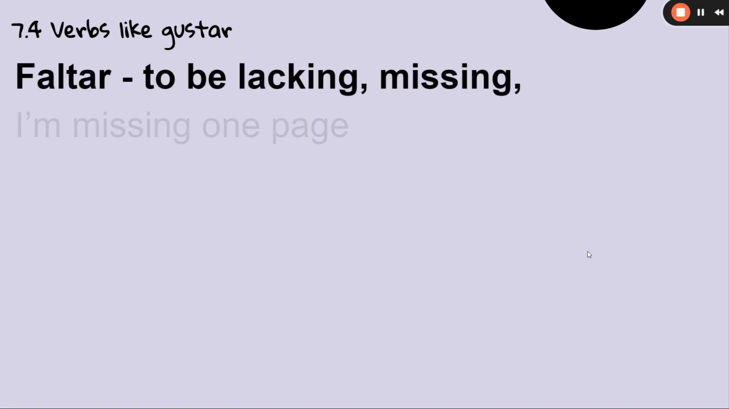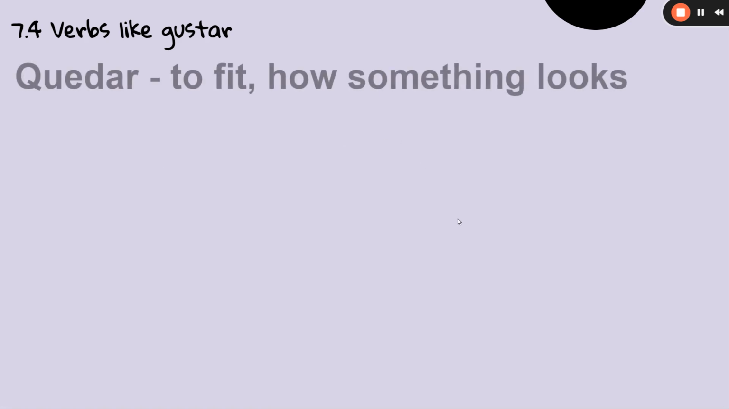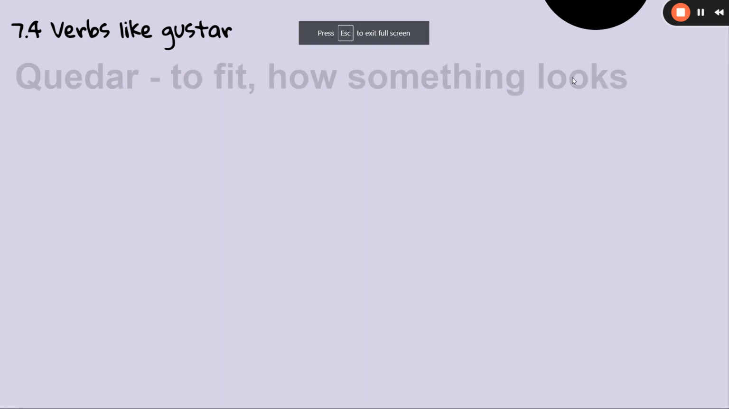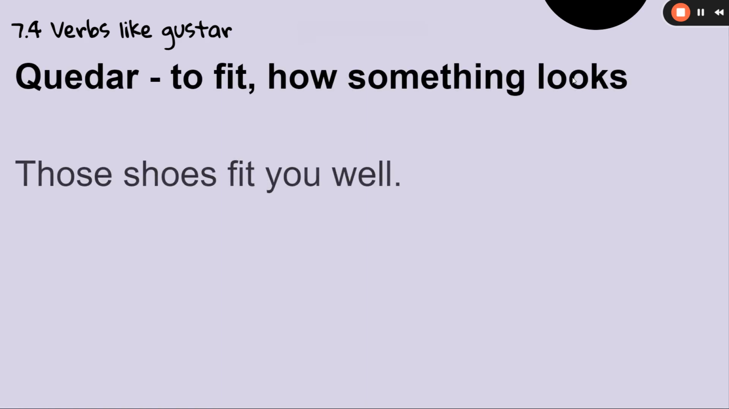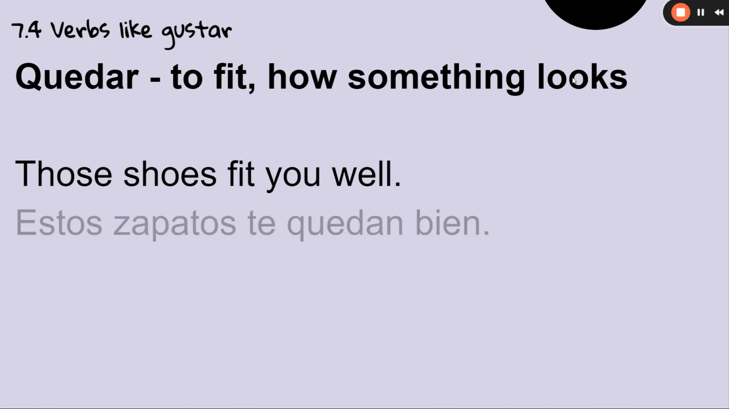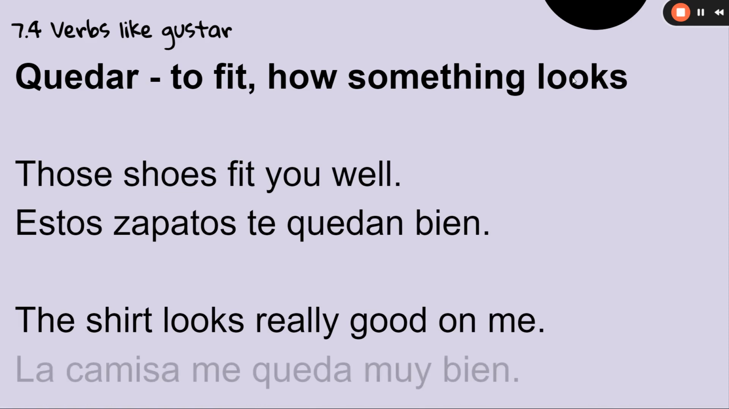Faltar, to be lacking or missing. I'm missing one page. Me falta una página. Me falta un period right here too. Quedar, to fit how something looks. Those shoes fit you well. Estos zapatos te quedan bien. The shirt looks really good on me. La camisa me queda muy bien.